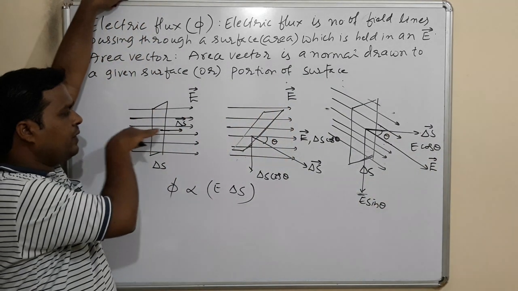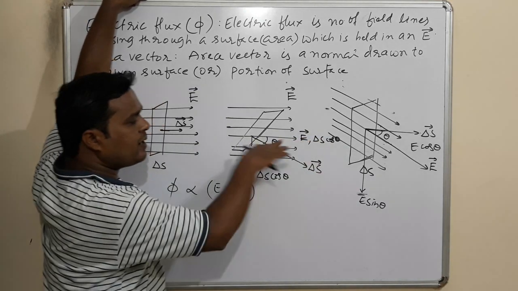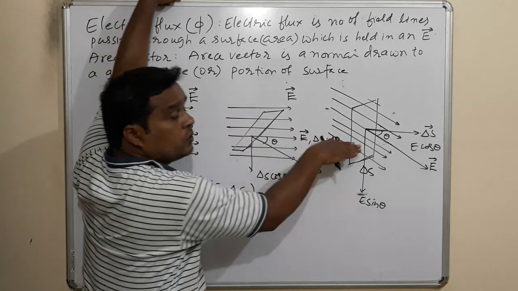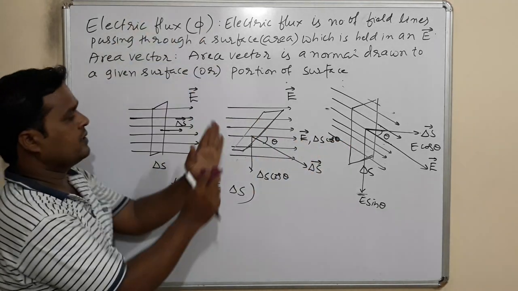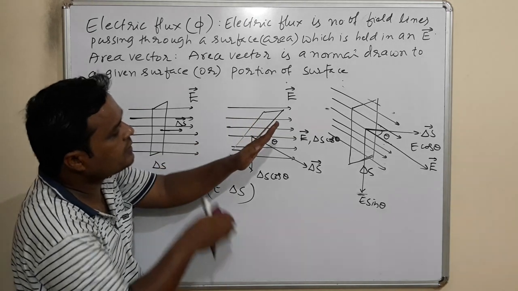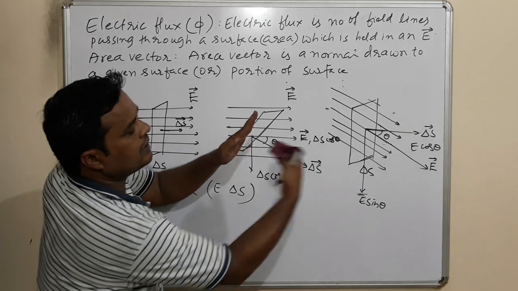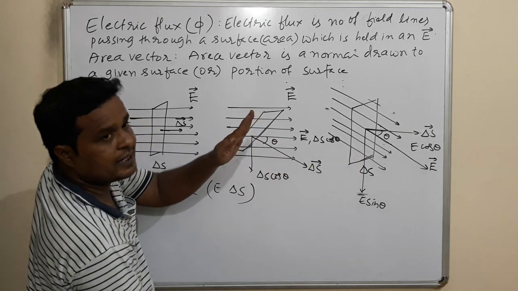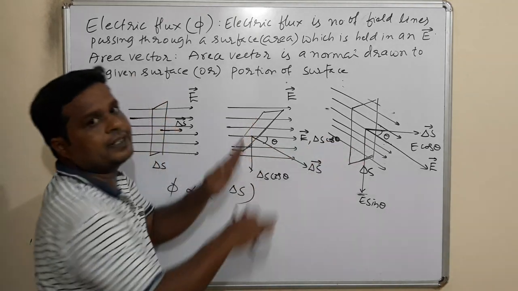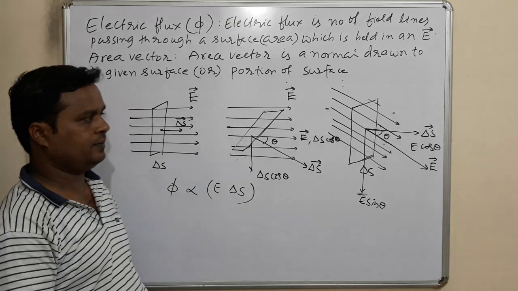How many lines will be passing through this surface is decided by the component of the area vector which is parallel to the field, not perpendicular. Suppose it is held perpendicular, no lines will pass. If it is held like this, how many lines? This is delta S, this is delta S cos theta, this is delta S sin theta. How many lines will be passing? That will be along delta S cos theta. That means the number of lines also depends on theta.